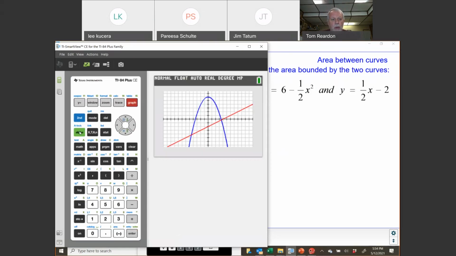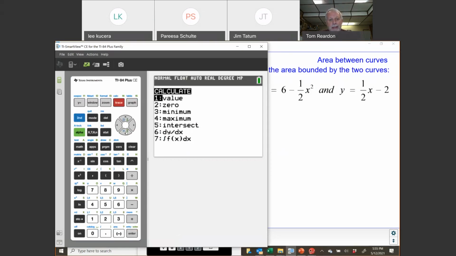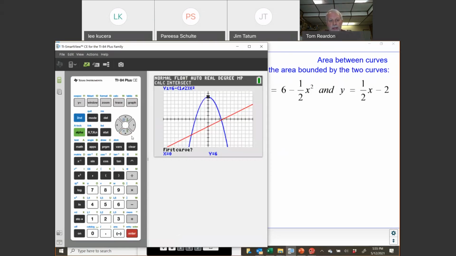So on this calculator, second trace, number 5 is the intersect. And when you do the intersect, you have to say, what's the first curve? Enter. The second curve, enter. And since there are 2 points, I want the one closer to, let's say, -5. So I'll say I want the one close to -5. And there's that x value. And I don't want to write that down.